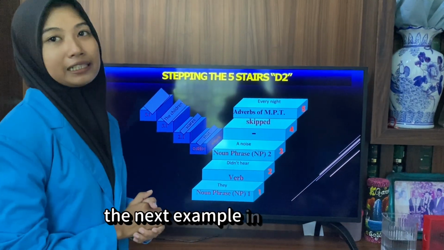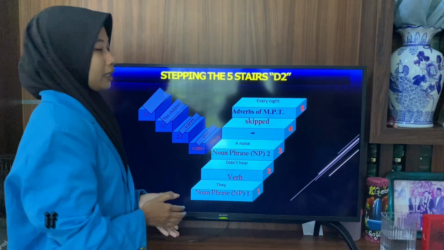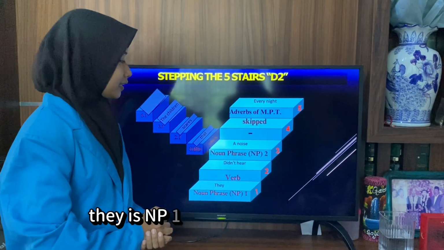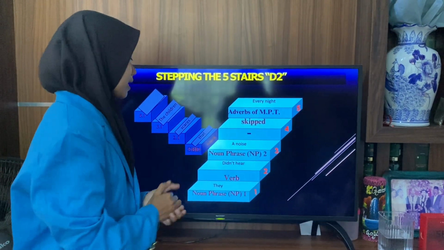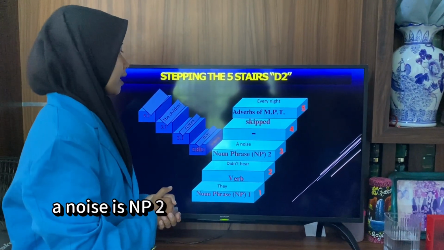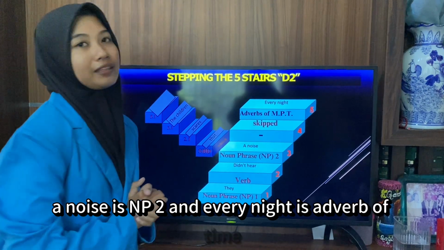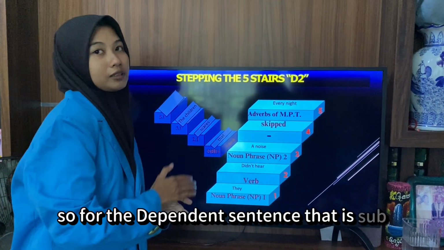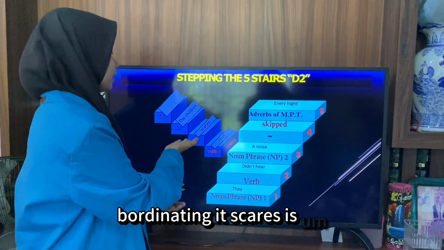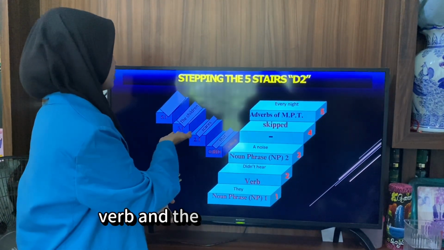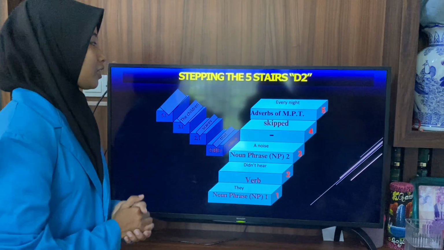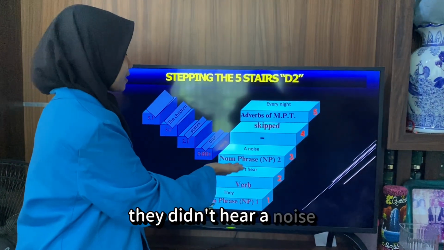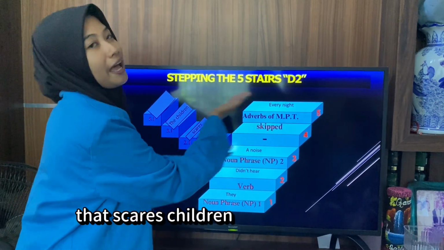Okay, the next example is D2. For the independent sentence, they is NP1, didn't hear is verb, a noise is NP2, and every night is adverb of time. For the dependent sentence, that is subordinating, scares is verb, and the children is NP1. So for the complete sentence: they didn't hear a noise that scares children every night.